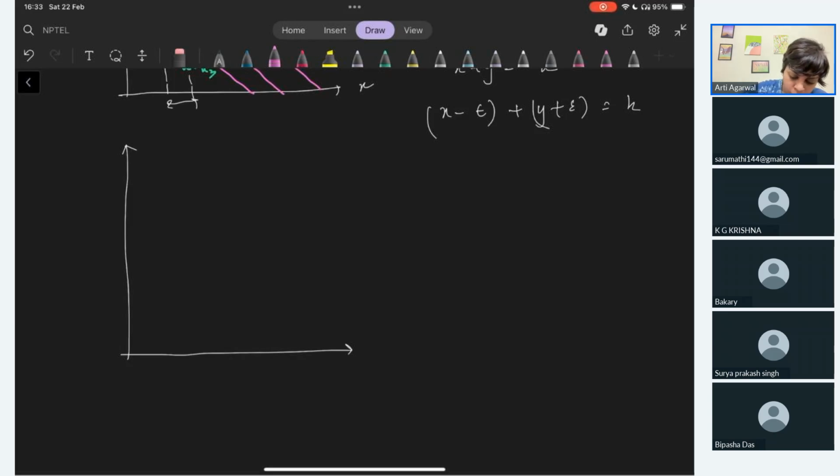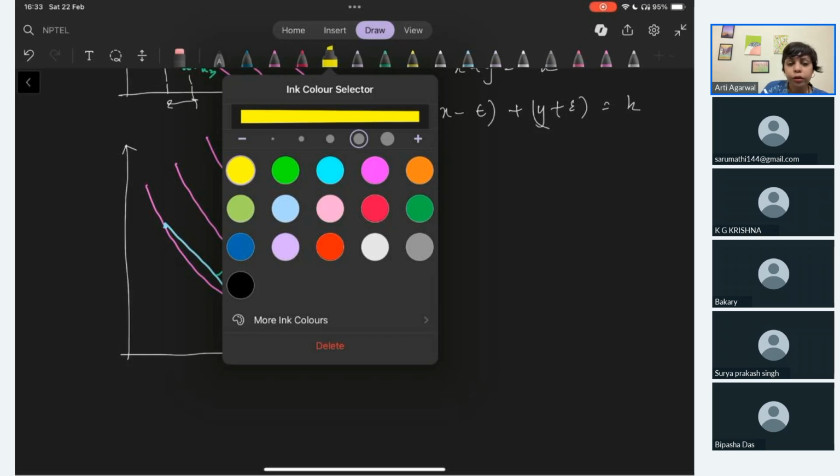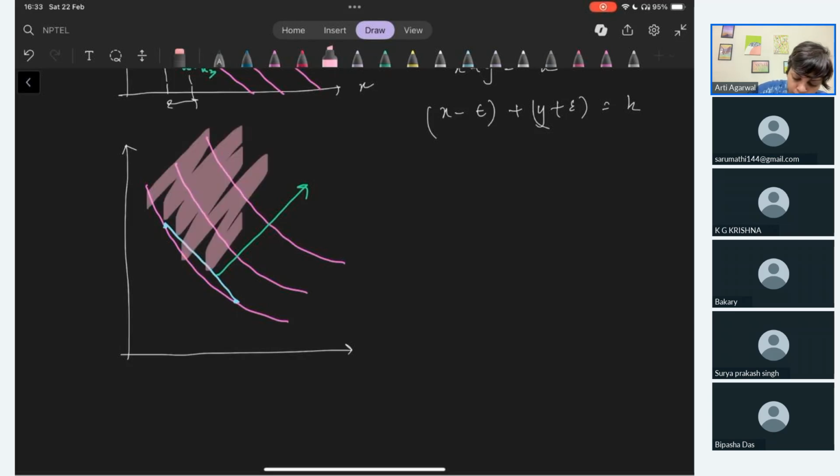If your indifference curves are like this and your utility is increasing in this direction, then if you join any 2 points on this curve or any other curve, then this line is still in your consumption set. It is still on the side of the increase, right? Any point on this blue line is preferred to any point on the pink curve, right? That is because utility is increasing in the direction of the green arrow. So let me shade this part.